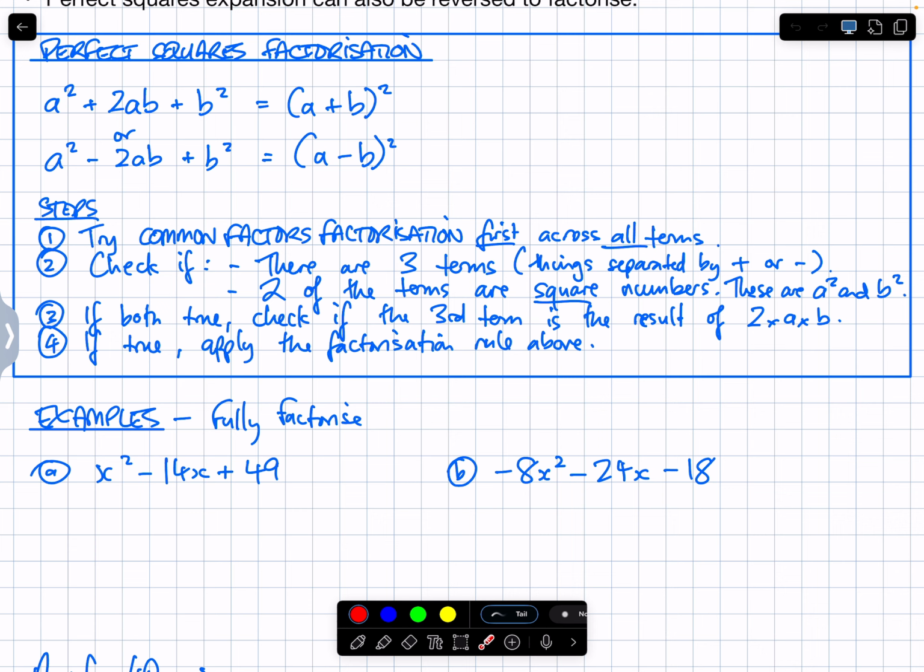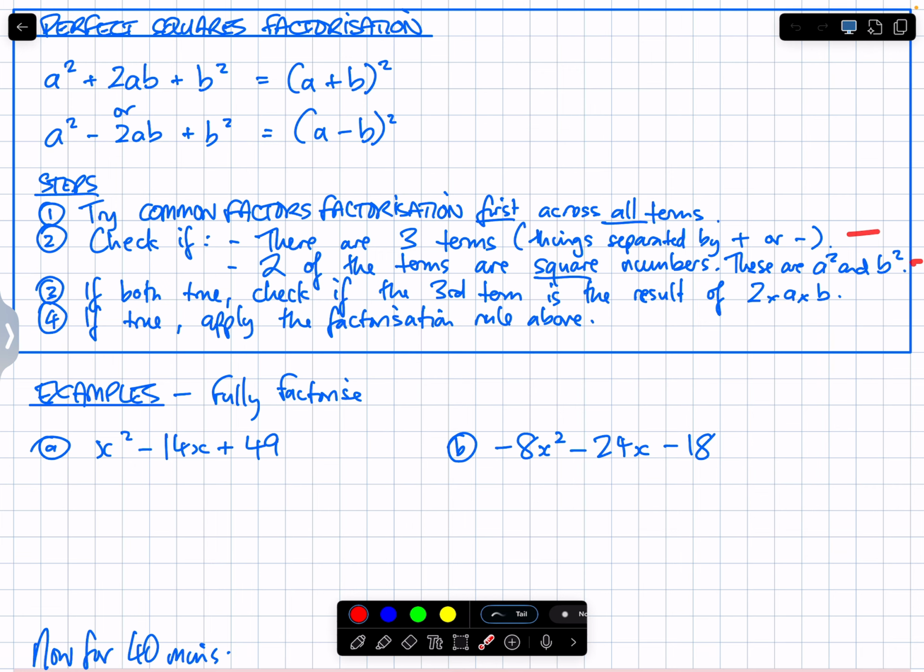So step 1 again, try common factors factorization across all the terms first. Step 2, you check 2 things. Are there 3 terms? And you check if 2 of the terms are square numbers. Step 3 and 4, if both of those 2 things that you checked are true, you check if the third term is the result of 2 times a times b. You'll see what I mean by that when we do an example. And if that is also true, so you're checking if 3 things are true, you apply this rule above.